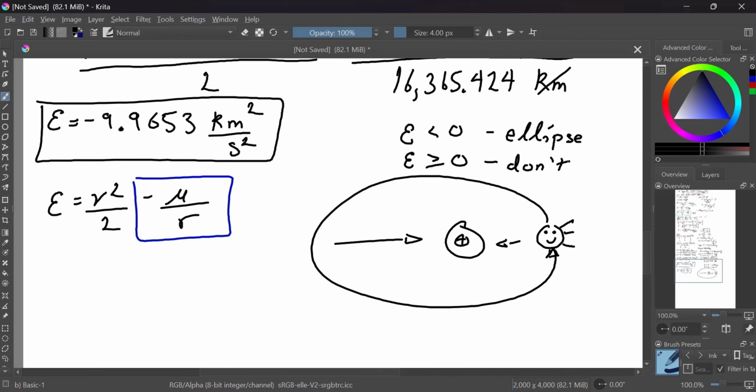And that's something that we're going to take a look at later. But for right now, we are going to focus primarily on elliptical orbits.